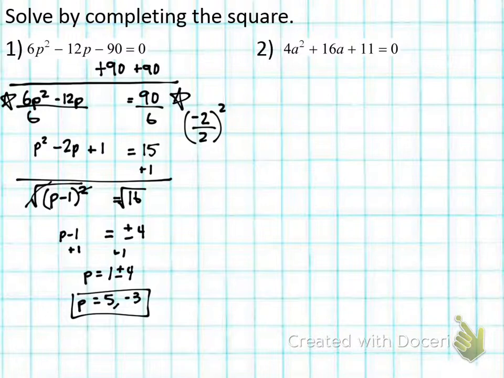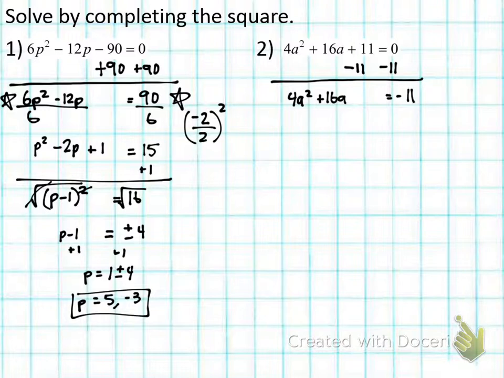Or we have to divide everything by a. Was that a harder extra step? No, it's pretty easy, right? Watch me do number 2 now. Number 2 is going to be a little bit trickier because we're going to have to deal with a fraction, but we'll still get through it. So we have 4a squared plus 16a plus 11. We're going to subtract 11 on both sides. When we do that, we get 4a squared plus 16a is equal to negative 11.